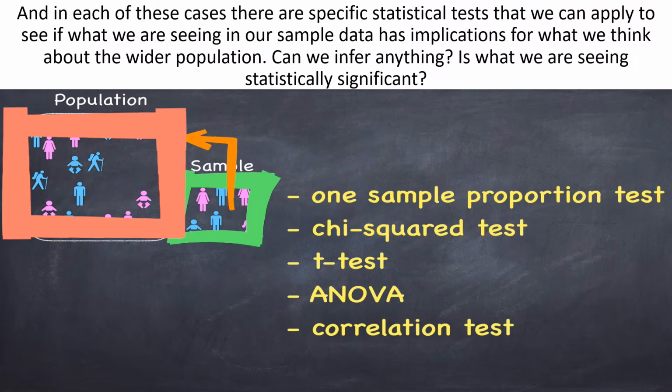In each of these cases, there are specific statistical tests that we can apply to see if what we are seeing in our sample data has implications for what we think about the wider population. Can we infer anything? In other words, if we look at the sample, is it telling us more about the population? Is what we are seeing statistically significant?